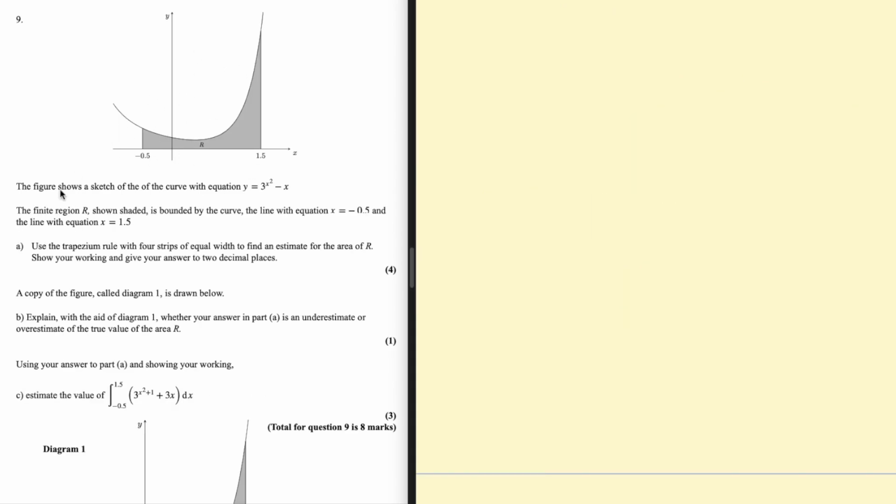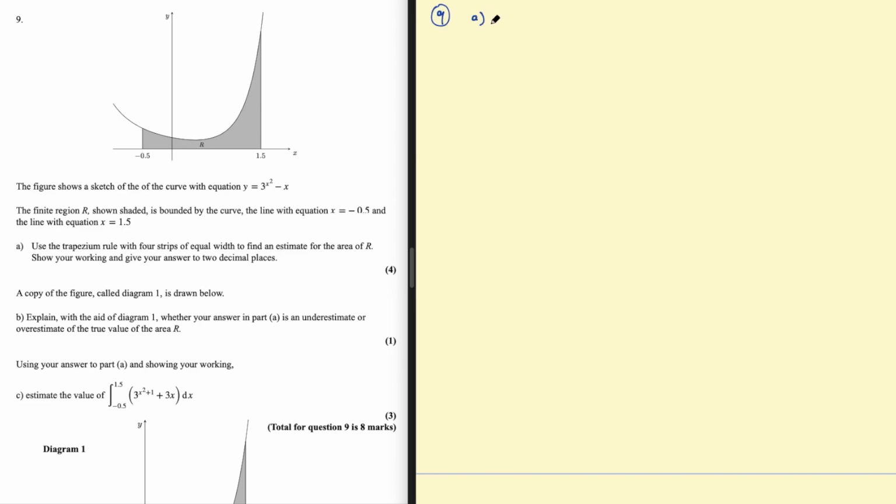Question 9 gives us this graph, and it says the figure shows a sketch of the curve of the equation y = 3^(x²) - x. The finite region R shown shaded is bounded by the curve, the line with equation x = -0.5, and the line with equation x = 1.5. Part A says use the trapezium rule with 4 strips of equal width to find an estimate for the area of R. Show your working and give your answer to 2 decimal places.